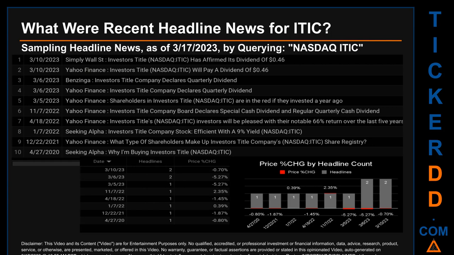Publication dates spanned 1047 days. The latest publication was Friday, March 10, 2023, when there were 2 found headlines. Simply Wall Street published the headline that read, "Investors' Title has affirmed its dividend of 46 cents." Yahoo Finance published the headline that read, "Investors' Title will pay a dividend of 46 cents." The oldest publication was on Monday, April 27, 2020, when, 2 years 11 months and 18 days ago, Seeking Alpha published the headline that read, "Why I'm Buying Investors' Title."